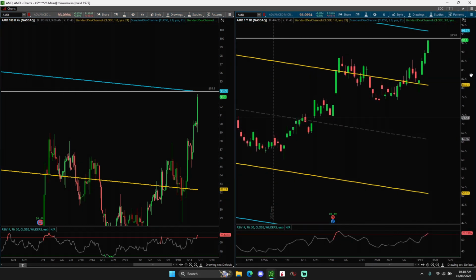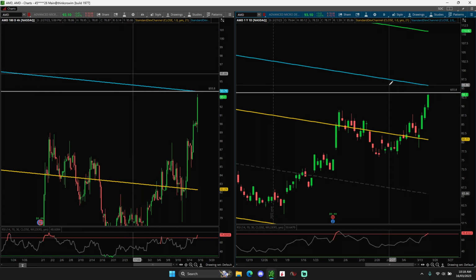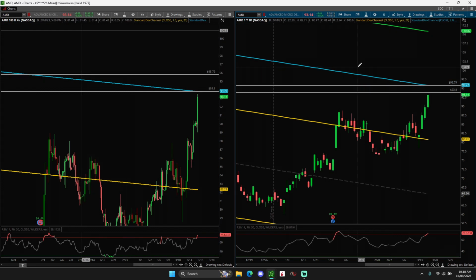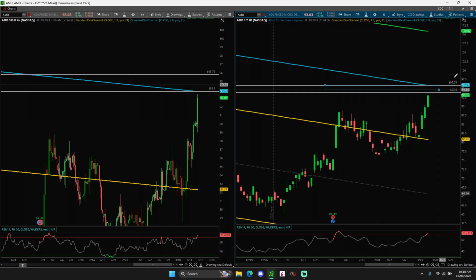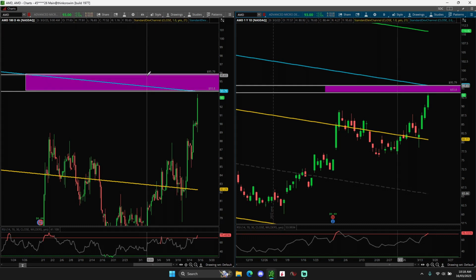Right after that, at $95.75, we also have our second deviation over on the 1 year. Now, these levels are quite close. I would be using them a bit more as a zone than individual levels. But how are these levels important and what should we be looking out for?